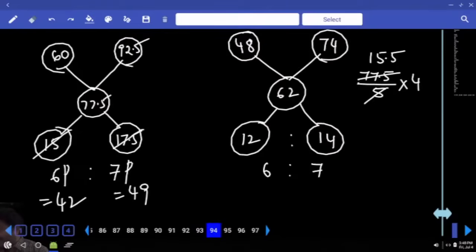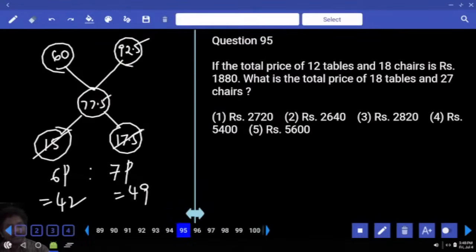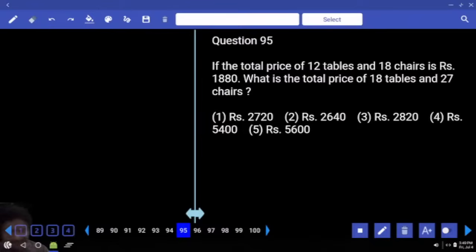Percentage of profit is easy to calculate, 25%. If the total price of 12 tables and 18 chairs is 1880, what is the total price of 18 tables and 27 chairs? Sometimes the answer can be determined, sometimes the answer cannot be determined. When can we answer this question?